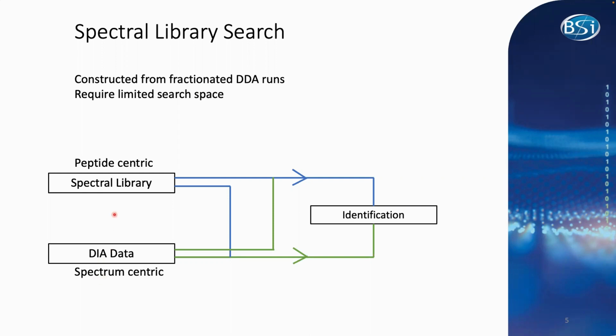Next, MS2 spectra associated with a peptide feature are identified by matching the fragment ion peaks in MS2 to the peptide fragment ion pattern in the spectral library. By applying both strategies, we are able to cross-validate the identification. One advantage of the spectral library search is that it requires limited search space, compared with another computational approach in PEAKS, which is shown in the next slide.